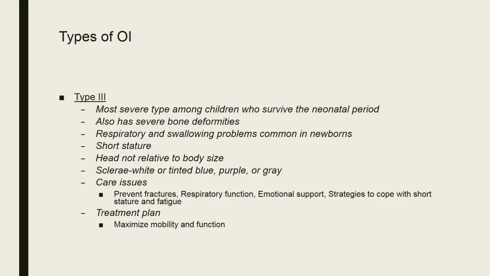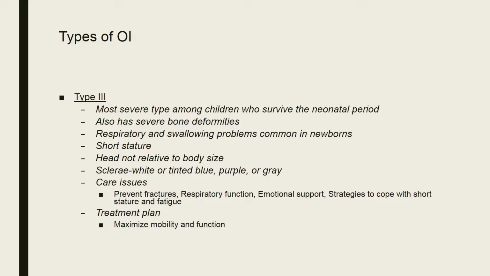So type 2, most severe. A lot of these babies die in utero or shortly thereafter. Type 3 is considered children who survive that neonatal period, but it's considered to be the most severe type of those who survive the neonatal period. They also have very severe bone deformities. You'll see one of the little girls in the video has those severe bone deformities.